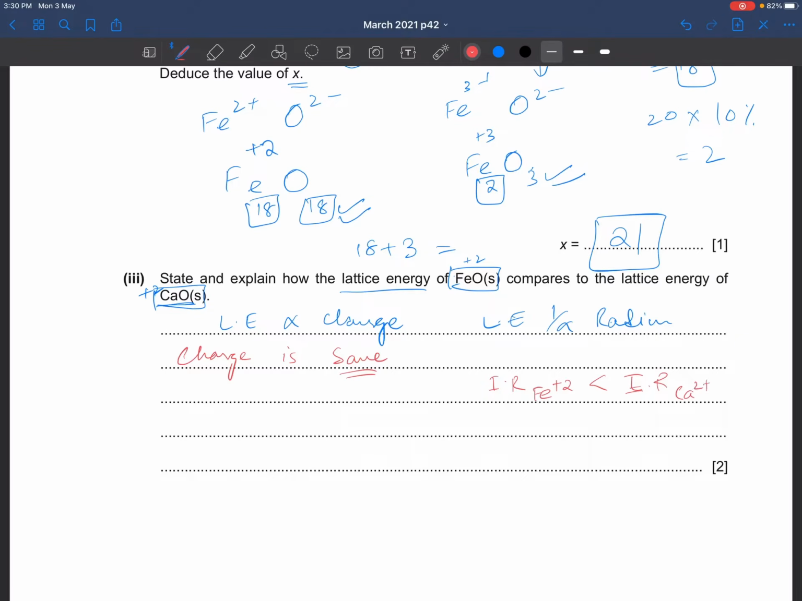And as ionic radii decreases, lattice enthalpy increases. So we can say that the lattice enthalpy of iron oxide would be greater or larger as compared to the lattice enthalpy of calcium oxide. So the lattice enthalpy of FeO is greater as compared to the lattice enthalpy of CaO because its ionic radius is smaller. All right.